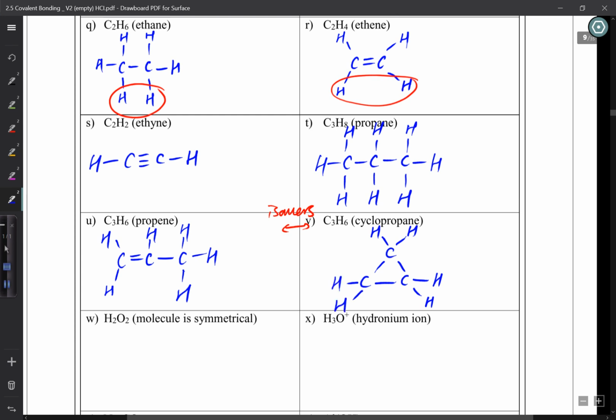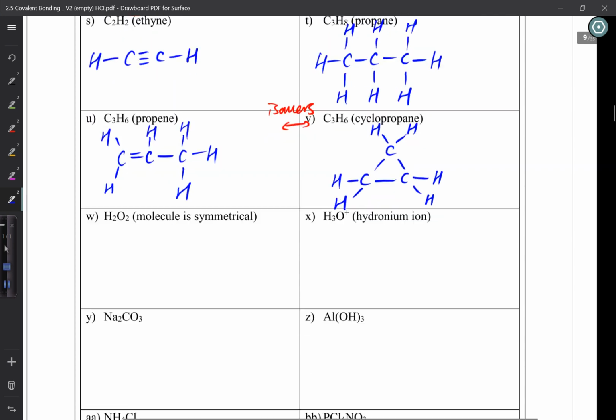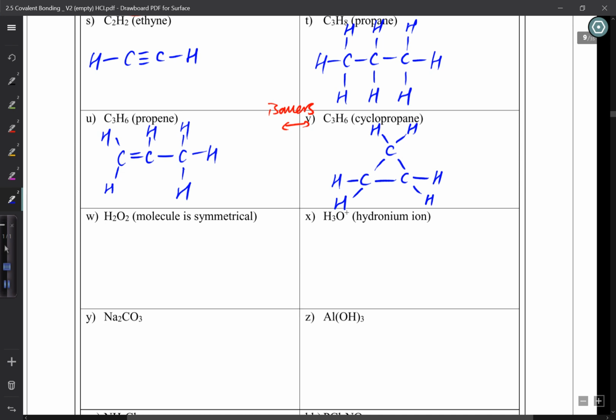So did I violate any octet rule or whatsoever? No, right? Each carbon still has 8, 8, 8. Nobody says you cannot form a ring, right? So sometimes you have to exercise a bit of creativity and think out of the box. So this is cyclopropane.